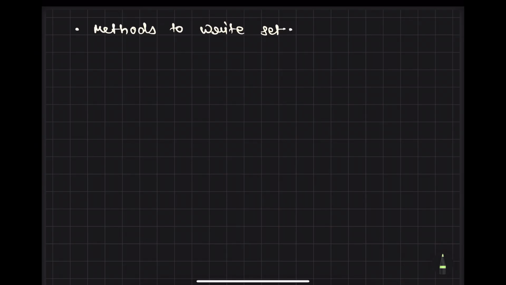So in this part, we will understand how to write sets and what are the methods of writing sets. So particularly there are two methods to write a set. One is the roster form, roster or tabular method. Okay, so first try to understand what is the roster or tabular method.